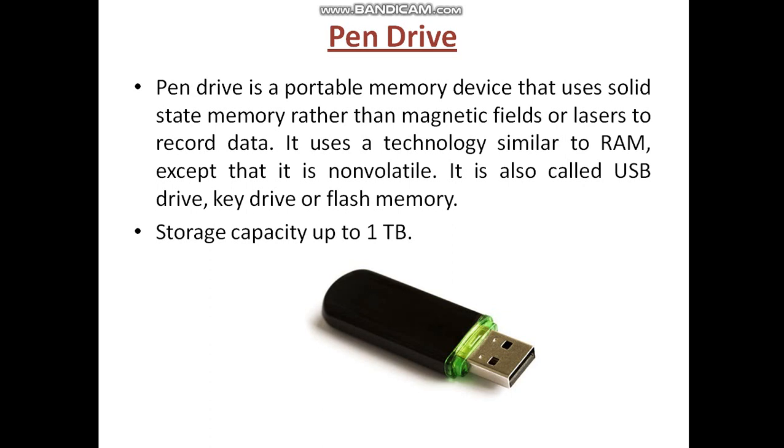Next is the pen drive. A pen drive is a portable memory device that uses solid state memory rather than magnetic fields or laser to record data. We all use pen drives to store data, transfer data, and copy data. It uses a technology similar to RAM, except that it is non-volatile. It is also called a USB drive, key drive, flash memory or flash drive. Storage capacity of a pen drive is up to 1 TB.